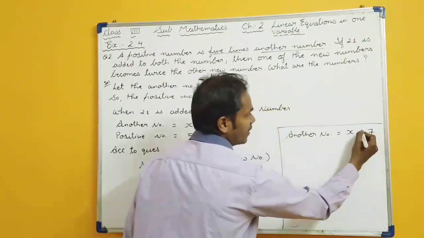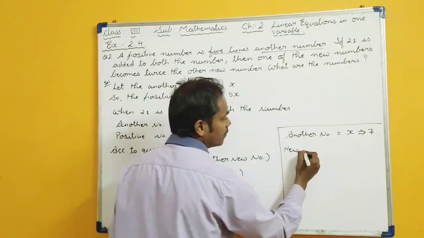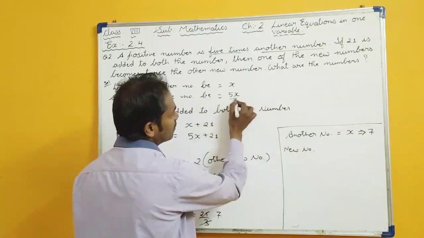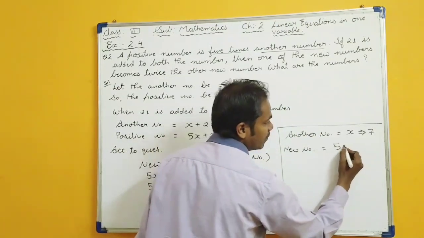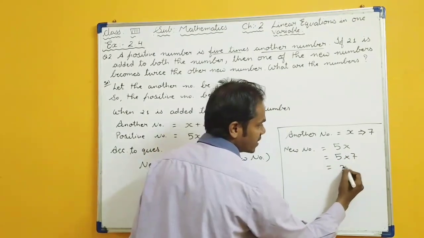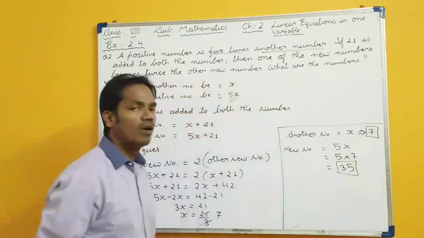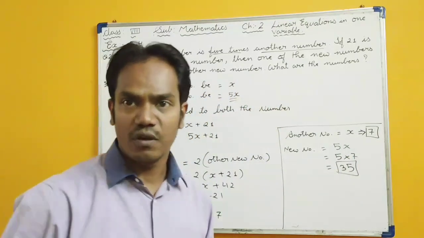So another number is 7, and your new number is 5x. 5x means 5 multiplied by 7. So 7 5 is 35. These are the two numbers. This is the solution of your question.